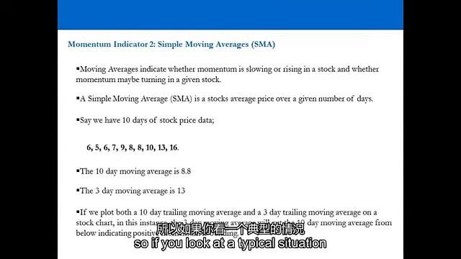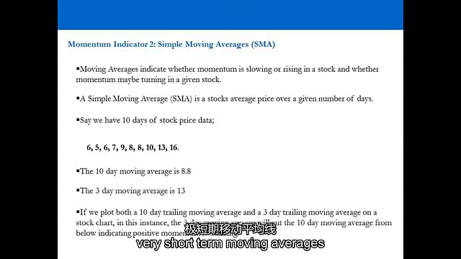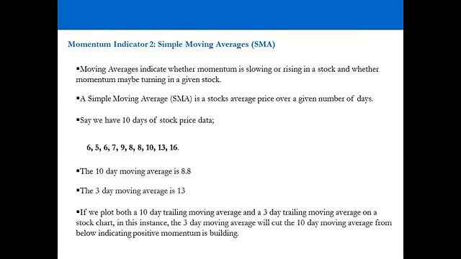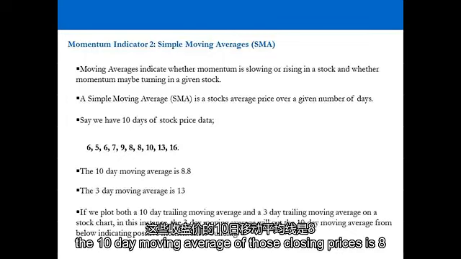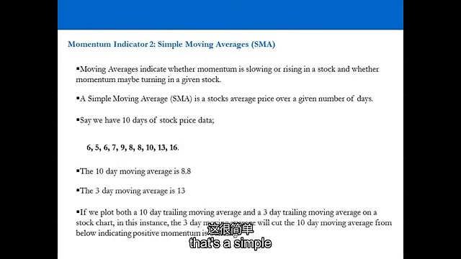So if you look at a typical situation where you're looking at very short-term moving averages, where you've got 10 closing prices of data over the last 10 days: 6, 5, 6, 7, 9, 8, 8, 10, 13, 16. The 10-day moving average of those closing prices is 8.8. That's a simple average. The 3-day moving average is 13. So the last 3 days, 10, 13, 16.